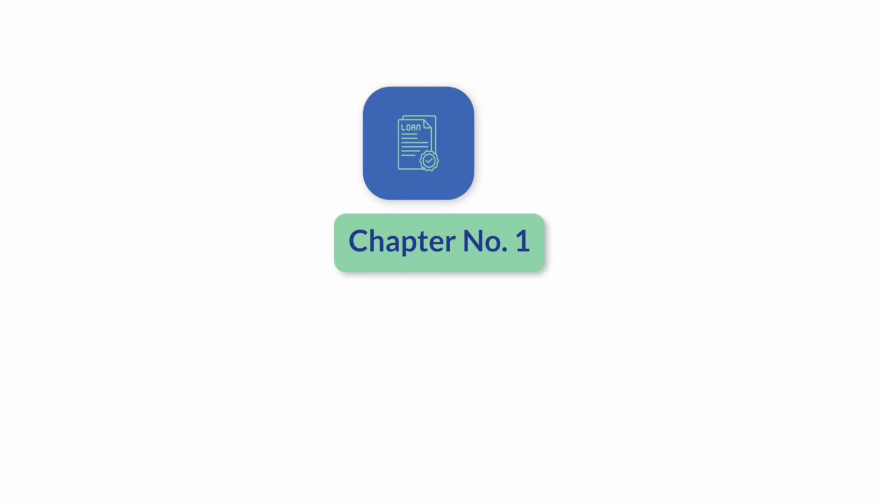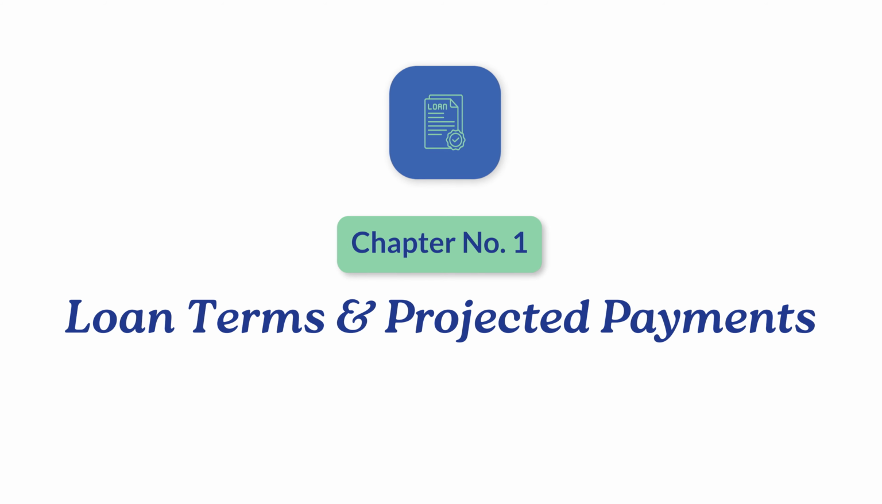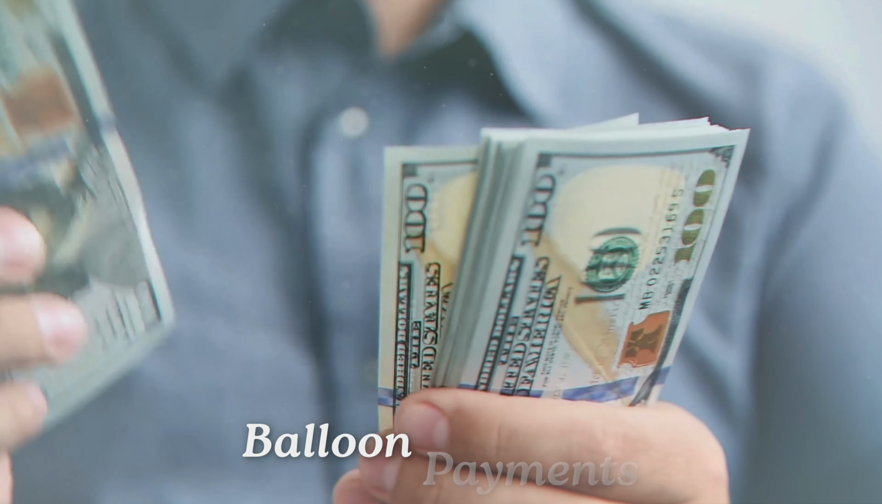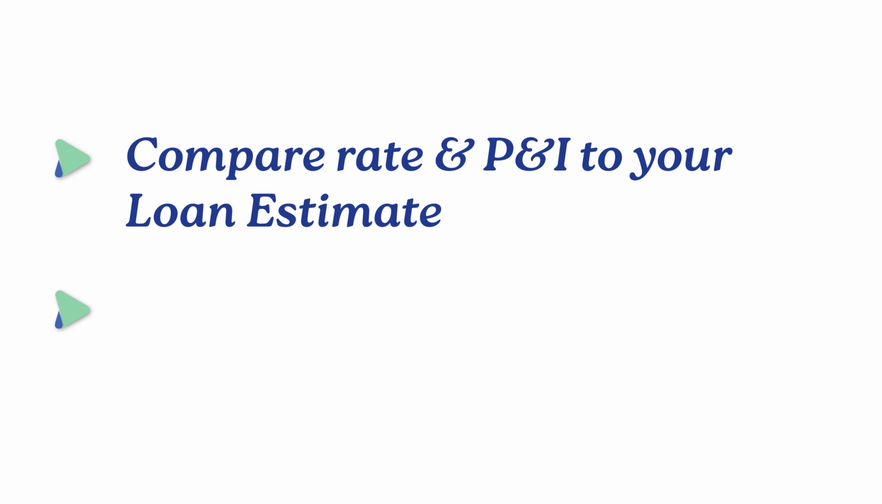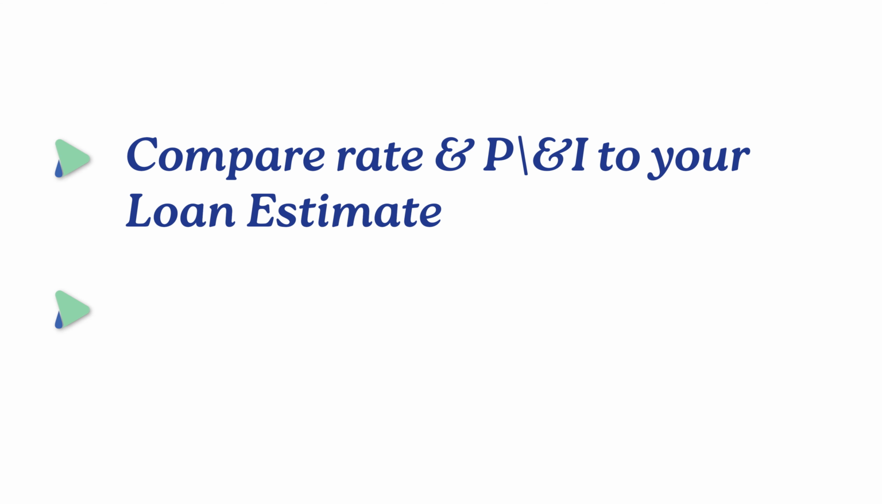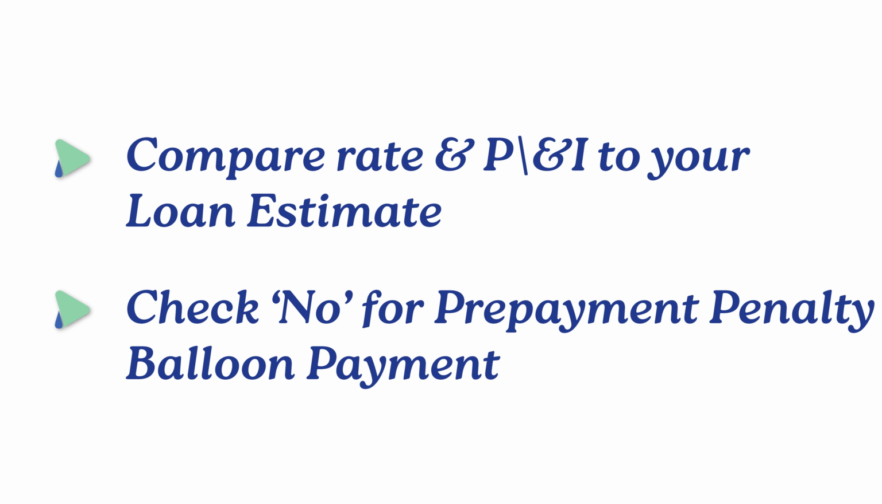Section A is going to list your loan terms: the loan amount, interest rate, monthly principal and interest, and whether or not you have any prepayment penalties or balloon payments. Compare the rate and the P&I, principal and interest, right here to verify that it's similar to your loan estimate. Make sure there are no drastic changes.